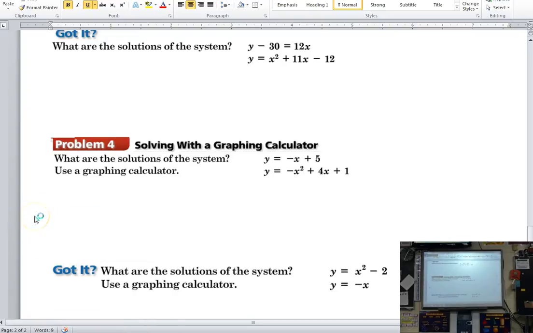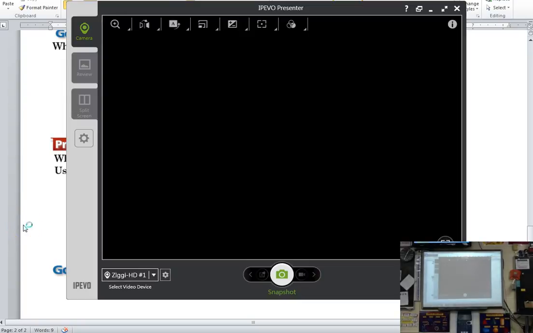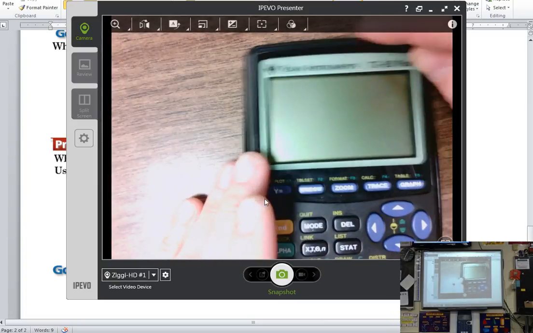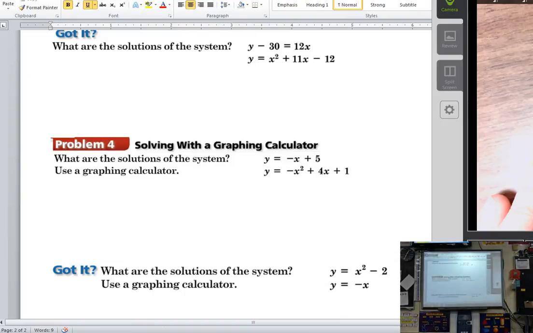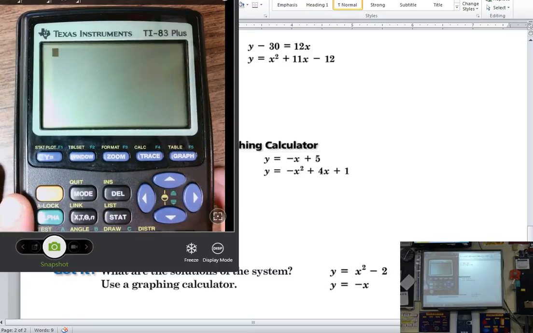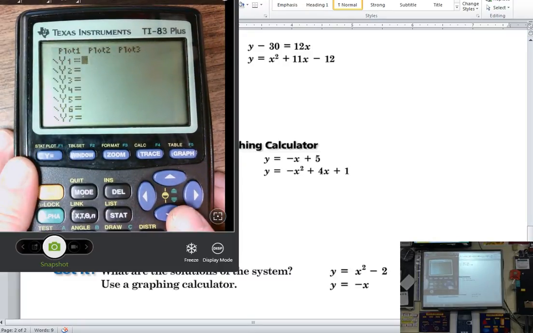So if we are going to solve by using the graphing calculator, all we're actually going to do is plot both of these as two different functions in the calculator, and then use our second trace and find their intersection point. So put both of those as functions. Your first one, negative x plus 5, and your second one, negative x squared plus 4x plus 1. So in your y equals, clear out anything that's there.